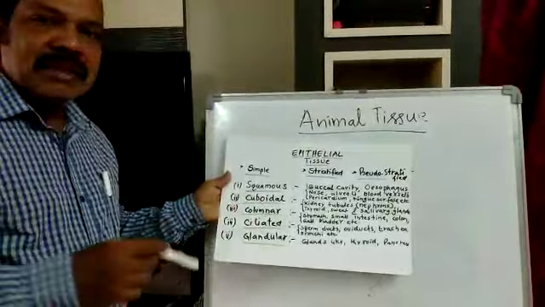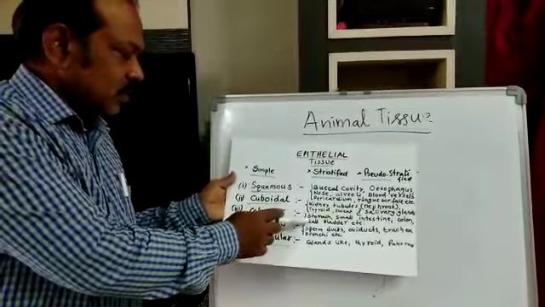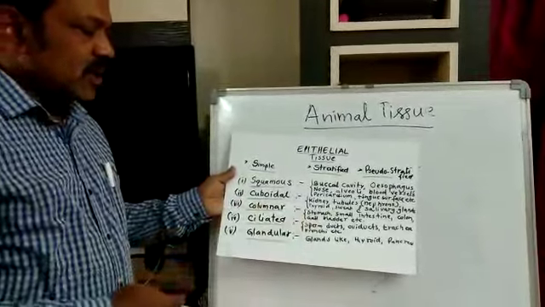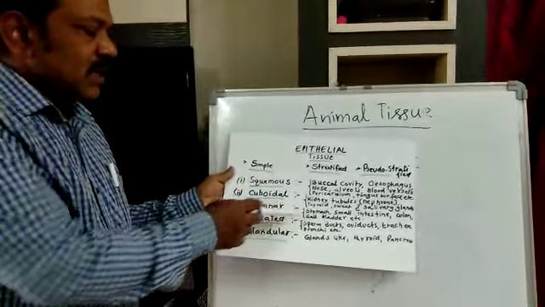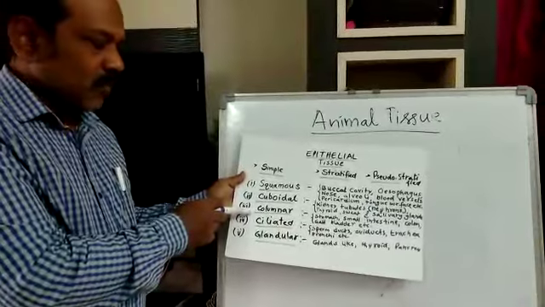Columnar epithelium: the cells are in the shape of columns or pillars. And this type of tissue, columnar epithelial tissue, is present in our digestive tract, like the stomach, small intestine, colon, that is large intestine, gallbladder, etc. In all these parts, columnar epithelium is formed.